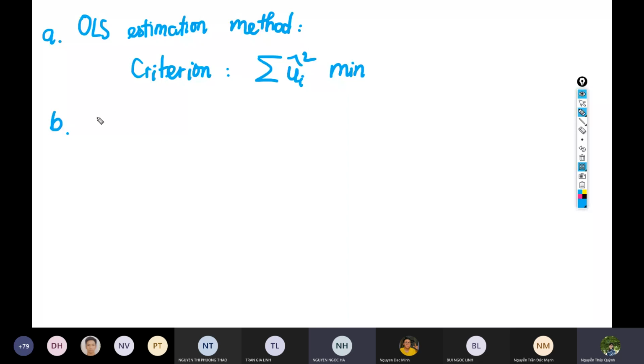Okay, so what are the basic assumptions of the classical linear regression model? Or we can call it the basic assumptions of the OLS estimation model. So the first assumption is that the regression model is linear in the parameters. And what is the second one?